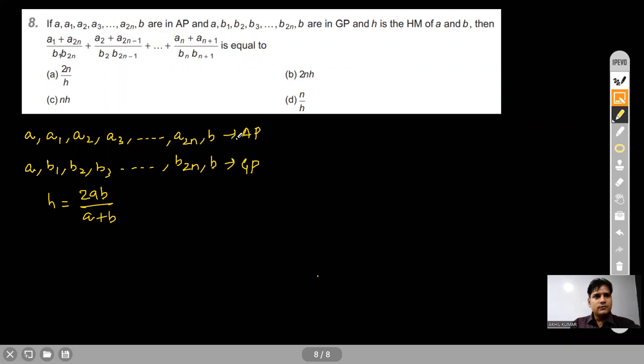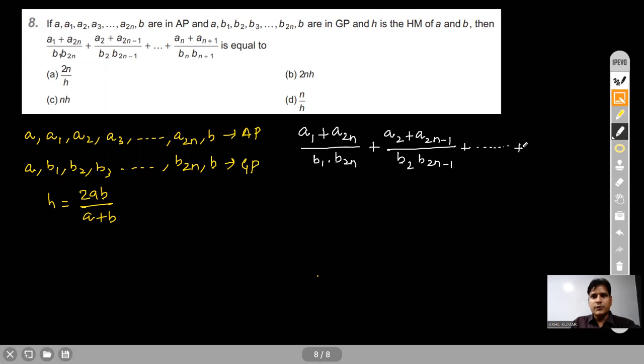Now let's see what we have to find out, what we need to calculate. So it is A1 plus A2N upon B1 into B2N, plus A2 plus A2N minus 1 upon B2 into B2N minus 1, plus dot dot dot dot up to AN plus 1 upon BN into BN plus 1.